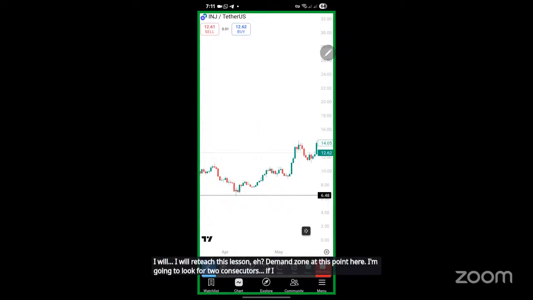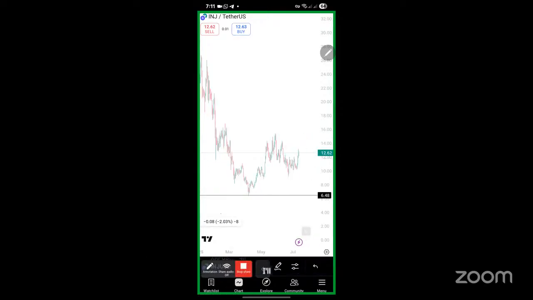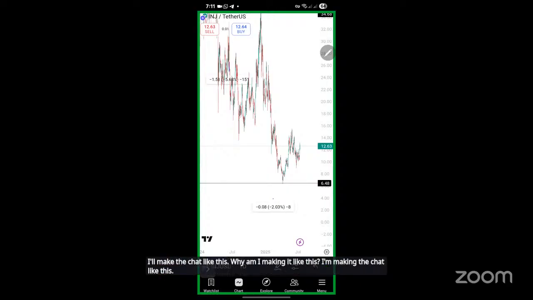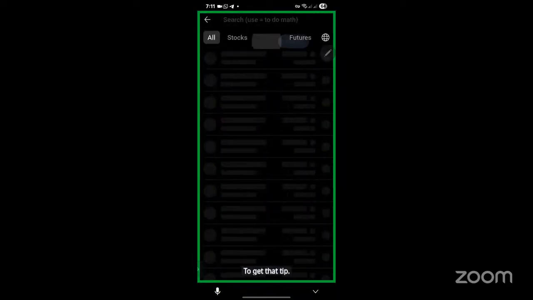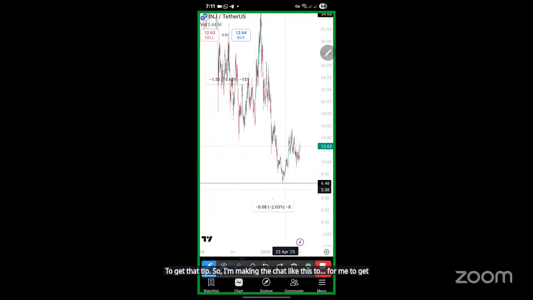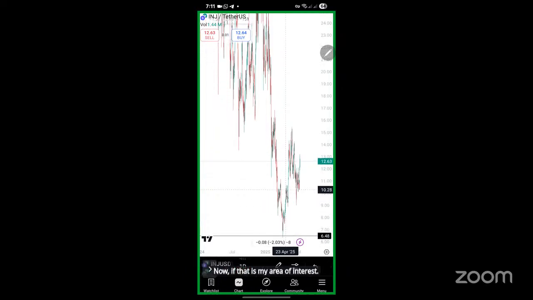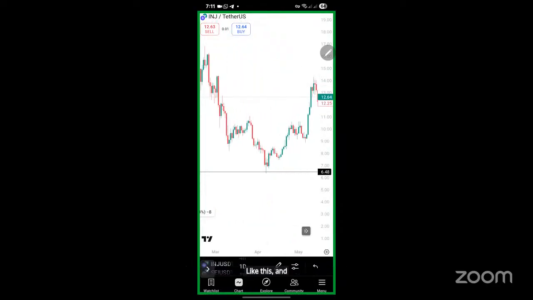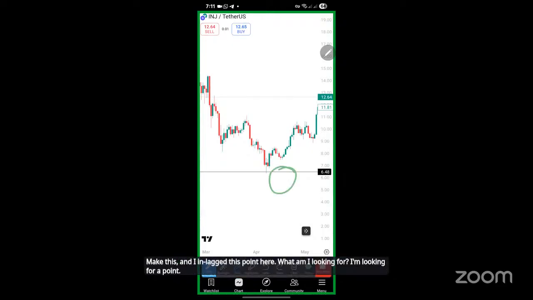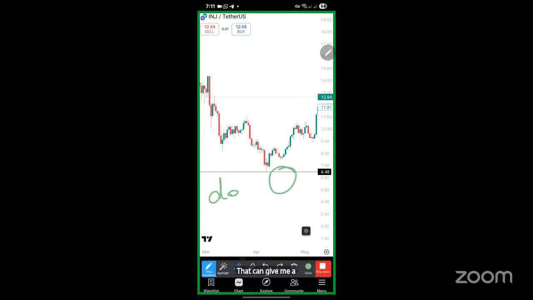If I want to do a demand zone, first of all, I'll make the chart like this. Why am I making it like this? I'm making the chart like this for me to get this tip here, my area of interest. Now, if that is my area of interest, I will scroll up like this and enlarge this point here. What am I looking for? I'm looking for a point that can give me a demand zone.